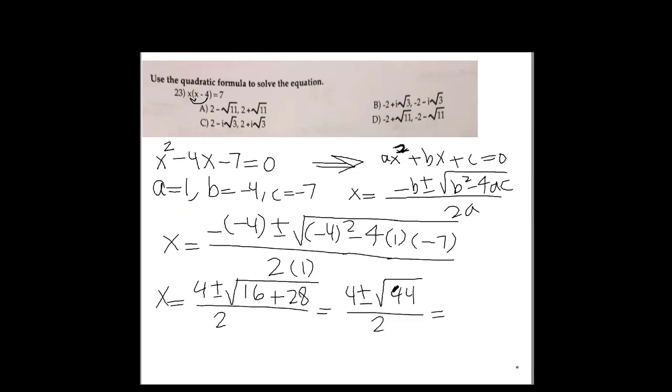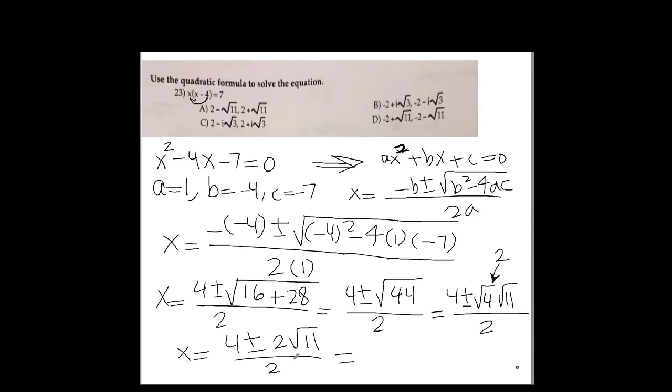So I need to reduce this 44. 44 is really 4 times 11. So I can write this as 4 plus and minus square root of 4 times square root of 11. Part of 44 is a perfect square, which is this radical 4, which I can turn into 2. So x would be equal to 4 plus and minus 2 radical 11 over 2.